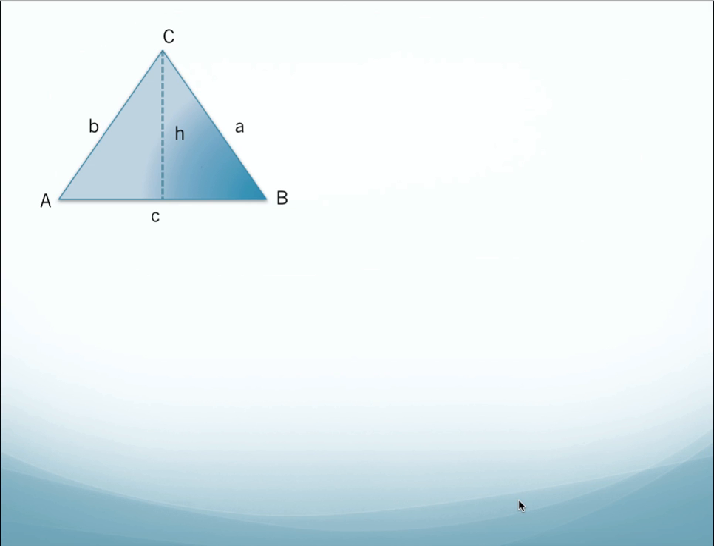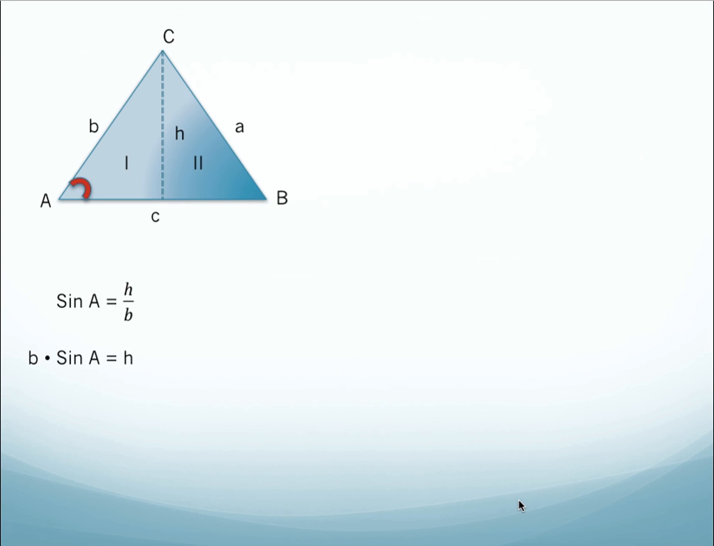I'm going to call the first triangle triangle 1, the second triangle triangle 2. If I look at triangle 1 and I look at angle A, the sine of A is opposite over hypotenuse, in this case H over B. If I multiply both sides of the equation by B, I get B times the sine of A equals H.